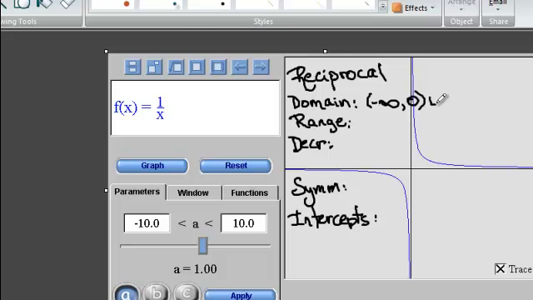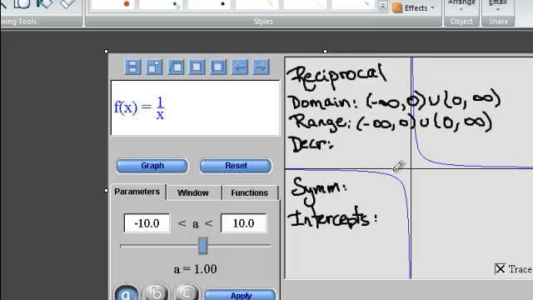So we can write it like this. And I was sure to use curved brackets on my 0 to show that that point 0 was not included. Now the range. Looks like negative infinity is included. Don't think it ever crosses this x-axis. And looks like positive infinity is included. So I think the range looks exactly like the domain.